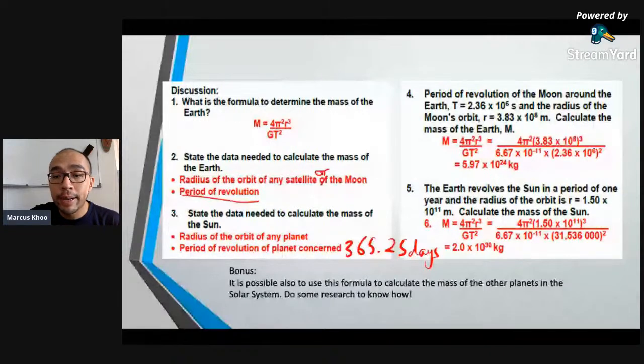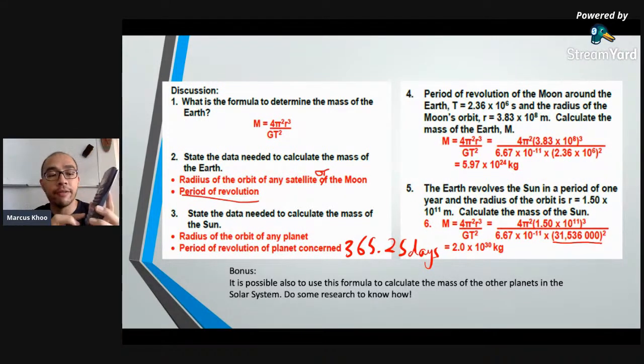So 4 pi squared times R cubed, divided by G times T squared. Where did we get this 31536000 from? Because we need to change this into seconds. Let's break it down. 1 year is 365 days, 1 day is 24 hours, 1 hour is 60 minutes and 1 minute is 60 seconds.